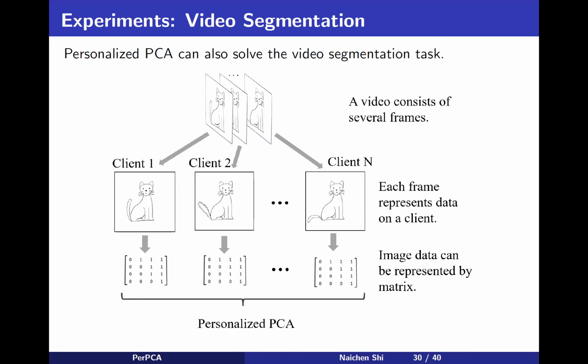Now let's look at a real-life example, video segmentation. You may know that video consists of multiple frames, and each frame, if it's grayscale, naturally corresponds to an image whose dimension is the resolution of the image frame. So we can view the video clip as multiple images, and each image represents a data set.